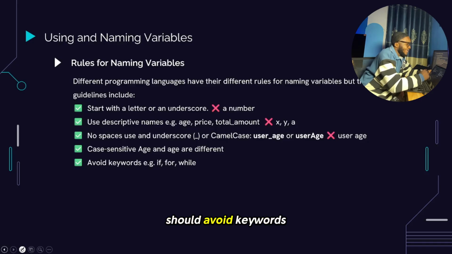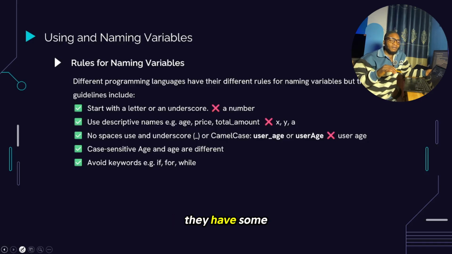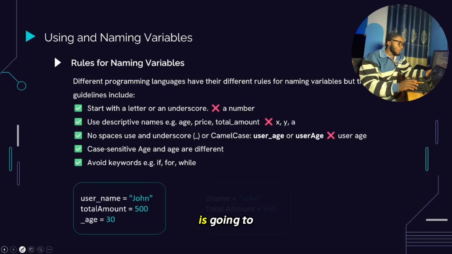Now you should avoid keywords. Programming languages have some words that have been chosen to be their keywords, for example things like if, for, while. Almost all programming languages will have these keywords. If is for conditionals, for is for looping, while is also for looping. All programming languages have their own keywords that you cannot use as variable names. If you try that, your program is going to crash.